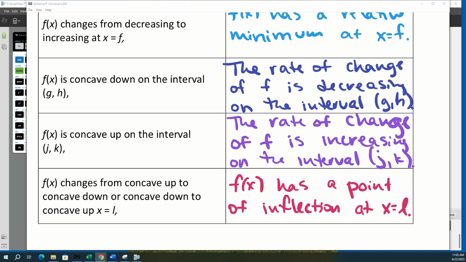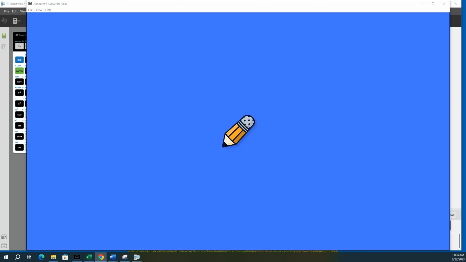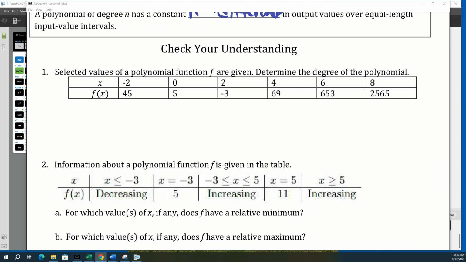So until all of these different rates of change and stuff is straight in your head, I would keep that table close by when you start describing things. I think it'll be helpful for you. All right, so let's go to some examples.